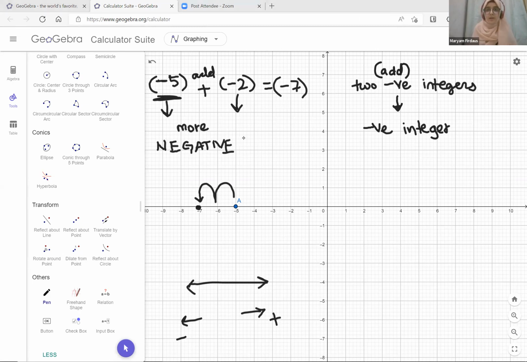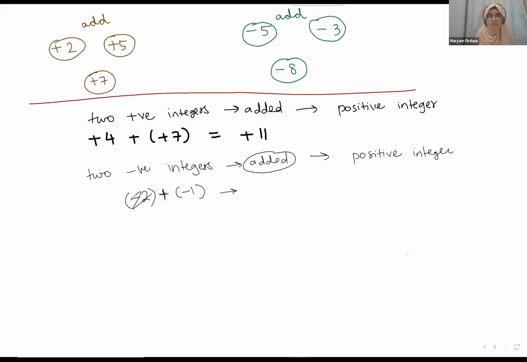So let's take a look at -5 plus -2. When we add them, what does this give us? -7. And this is not a positive integer, right? This is a negative integer. So the statement that we had above was an incorrect statement.